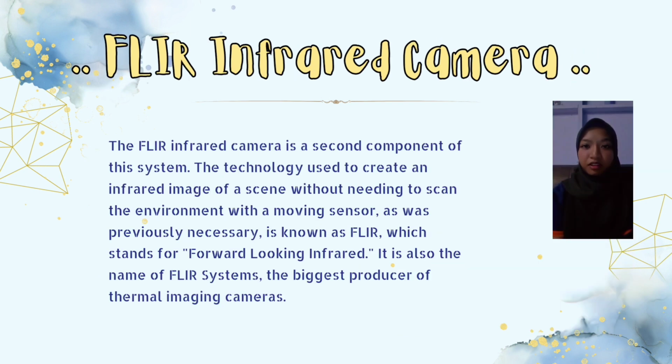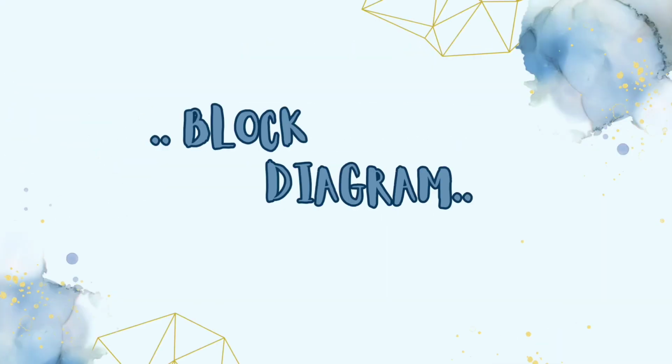The FLIR infrared camera is a second component of this system. The technology used to create an infrared image of a scene without needing to scan the environment with a moving sensor, as was previously necessary, is known as FLIR, which stands for Forward-Looking Infrared. It is also the name of FLIR Systems, the biggest producer of thermal imaging cameras.